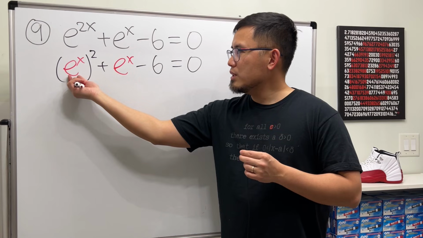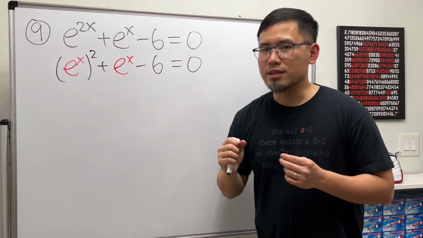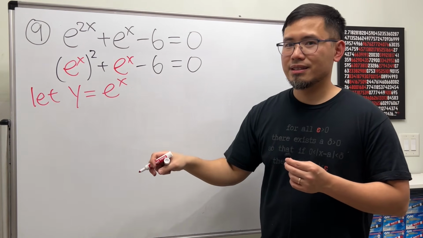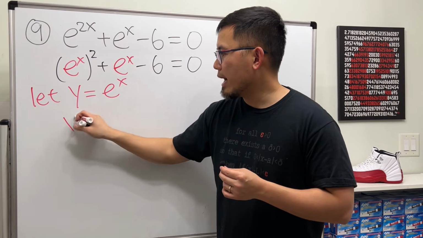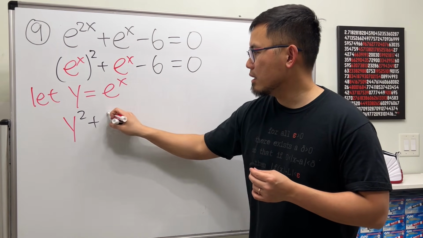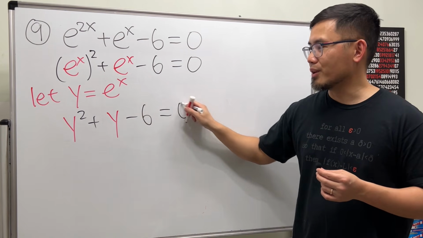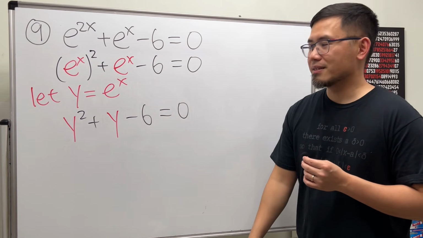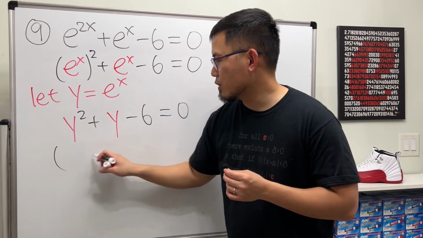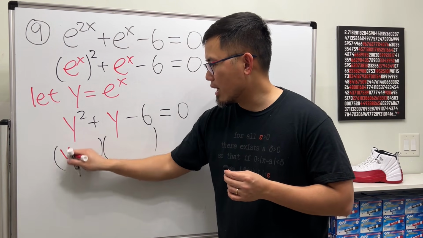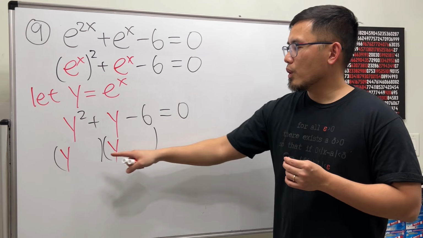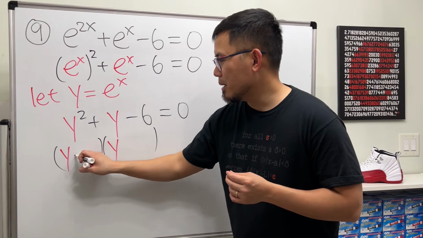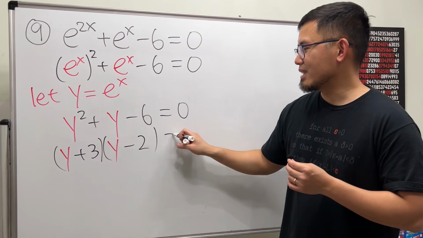Now notice, we have e to the x here and also e to the x here. We can do a quick substitution. I'm going to say that y equals e to the x, so that this equation becomes y to the second power plus y minus 6 equals 0. Aha, we have a quadratic equation right here, so let's just go ahead and solve that. Because this is just y squared, we can put down two parentheses, and then y and y. What times what gives me negative 6, and together when we add them, we get positive 1? Well, the correct combination is plus 3 and then minus 2. And that's equal to 0.